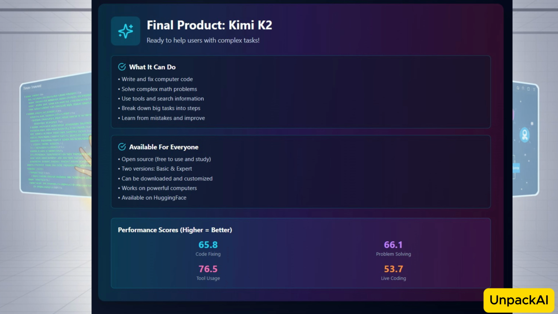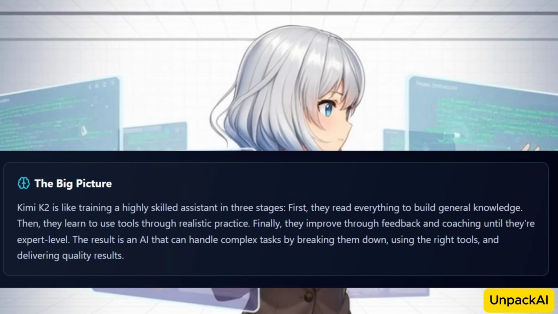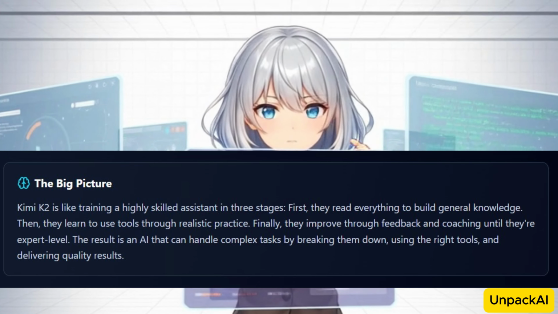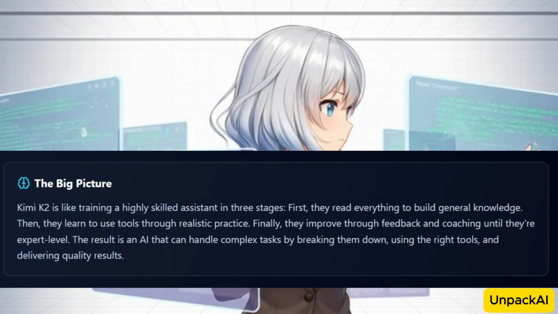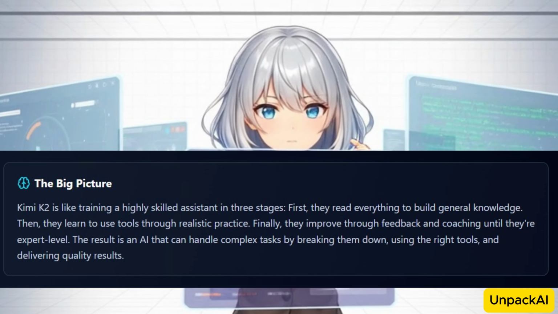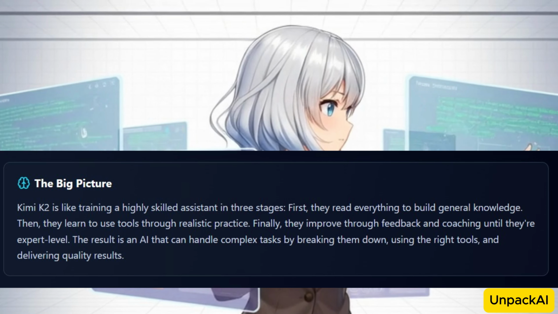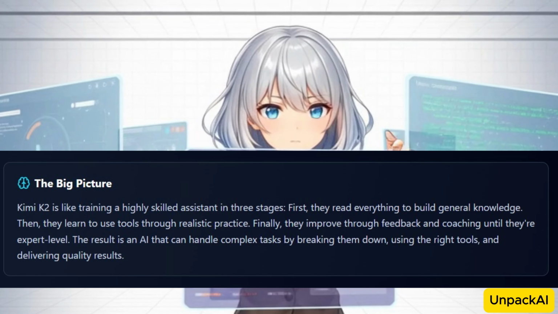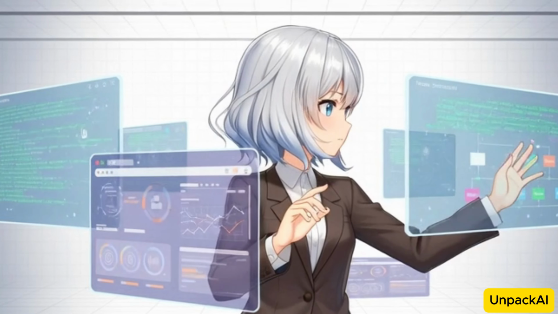So think of it less like a simple chatbot you ask questions to, and more like an autonomous assistant that can actually use software, browse the web, and interact with all sorts of systems to get a job done. It's not just about what it knows, it's about what it can do. It's about action.